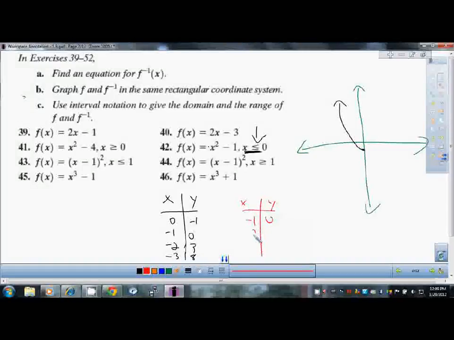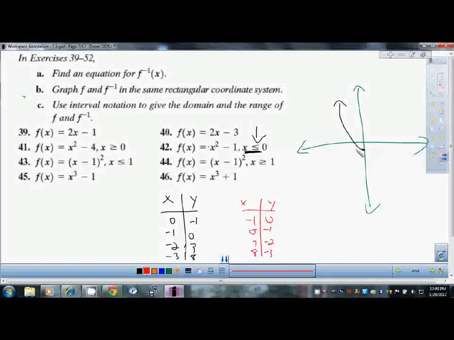-1, 0, 0, -1, 3, -2, 8, -3. It doesn't look great, but there it is.